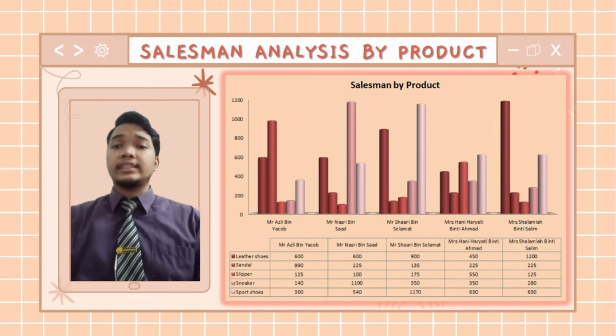From that, I can say Mr. Shari has the highest sale among the 5 of them, which is RM 2,730. Meanwhile, Mrs. Hani had the lowest sale with only RM 2,205. But overall, our salesmen have made sales of over RM 2,000 for 12 months. It was a good performance, although during this year there was the COVID-19 pandemic.